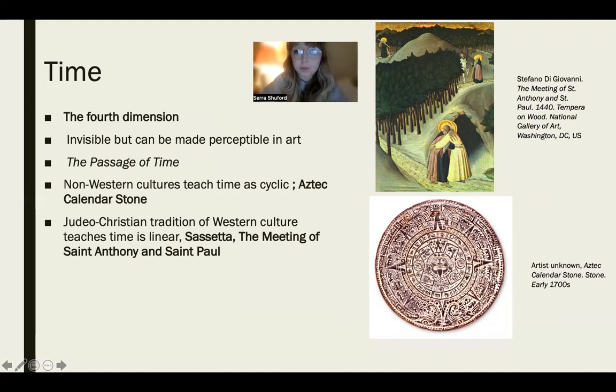For example, we see here this piece by Stefano di Giovanni. It is the meeting of St. Anthony and St. Paul. We can see there's some time elapsing, and we can pick up on visual cues to understand how this passage of time is happening. We'll talk about the words for this a little more in lesson 7, in the second half of module 3, but this would be considered directional forces. So I'm briefing you on that term for later on.